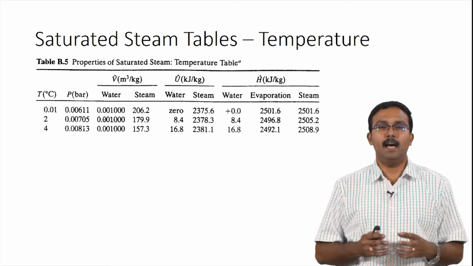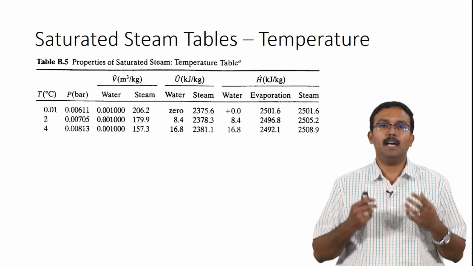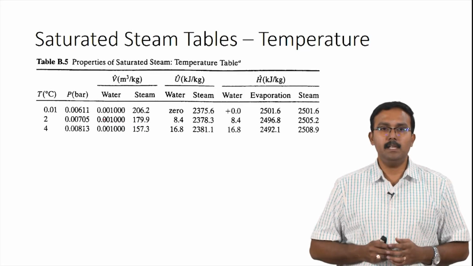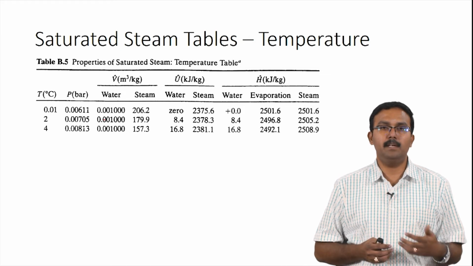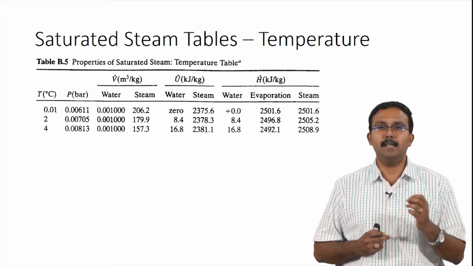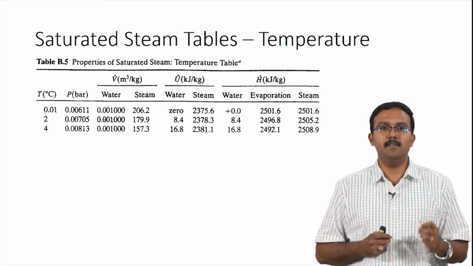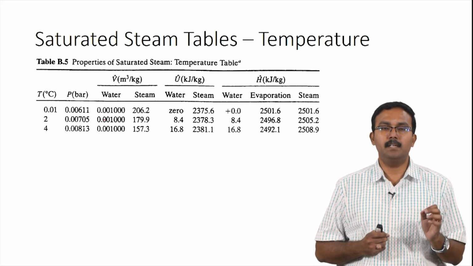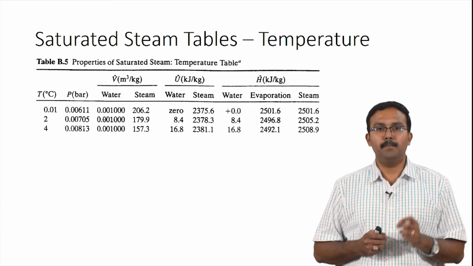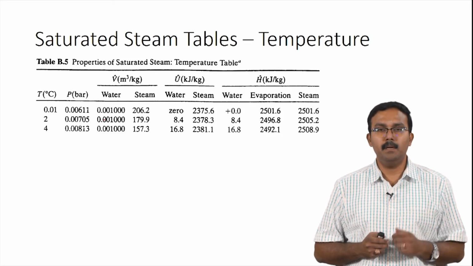Steam tables are built for saturated steam and for superheated steam. Saturated steam is steam which exists in vapor-liquid equilibrium. What you see here is a saturated steam table taken from the Felder-Rousseau textbook. This is the temperature-based table. The first column is the temperature, the condition at which the vapor-liquid equilibrium exists, and the pressure is the corresponding pressure at which the vapor-liquid equilibrium can exist for that temperature.